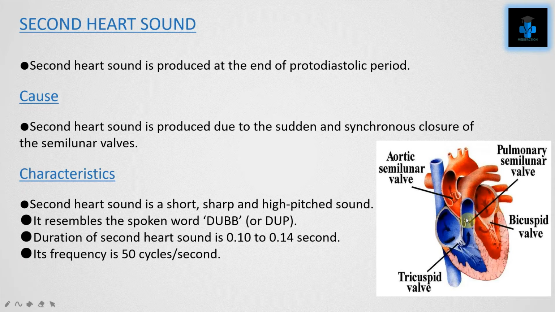Characteristics. Second heart sound is a short, sharp and high-pitched sound. It resembles the spoken word "dub." Duration of second heart sound is 0.1 to 0.14 second. Its frequency is 50 cycles per second.